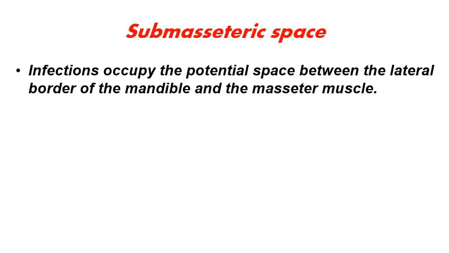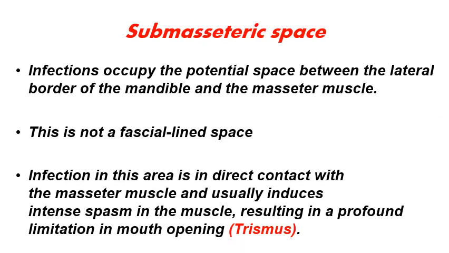The infection in this area occupies a very limited potential space between the lateral border of the mandible and the masseter muscle, leading to severe pain. And this is not a fascial line space, and accordingly the infection will be in direct contact with the masseter muscle, and usually it induces intense spasm of the muscle, resulting in severe trismus. The patient cannot open his mouth completely.